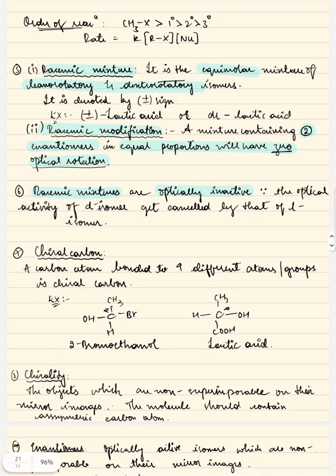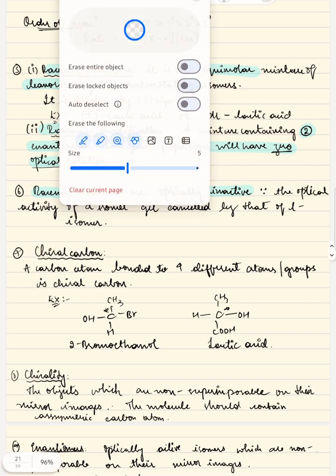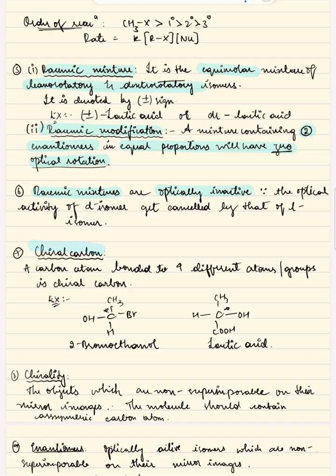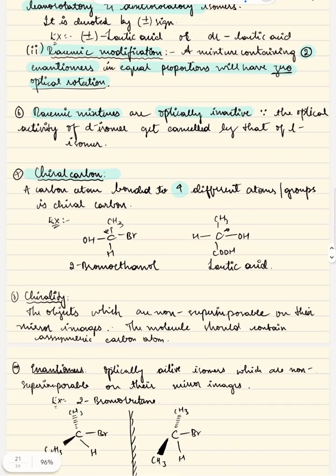Okay. Next is chiral carbon. A carbon bonded to 4 different atoms or groups is a chiral carbon. As you can see, bromine, OH, CH3 all are different. Chirality: the objects which are non-superimposable on their mirror images, the molecule should contain an asymmetric carbon atom.